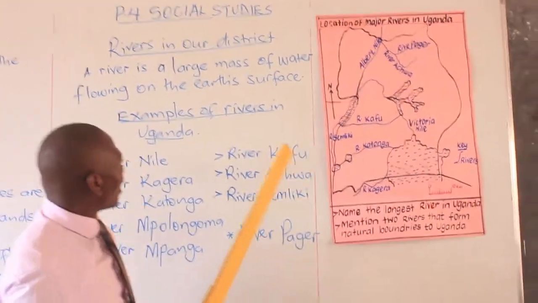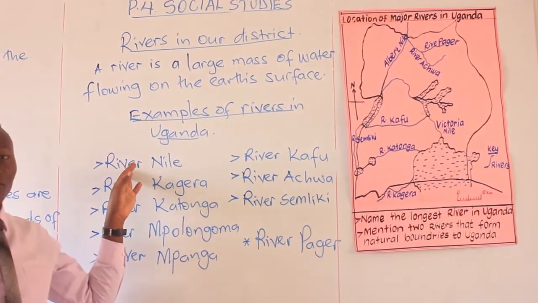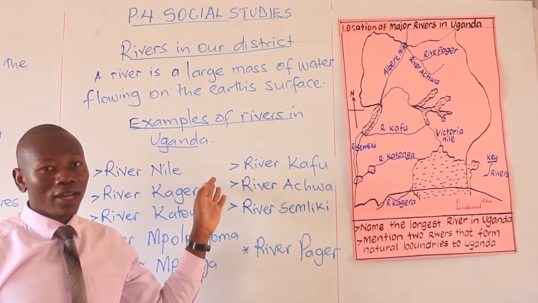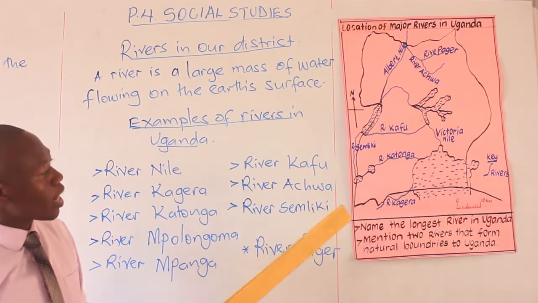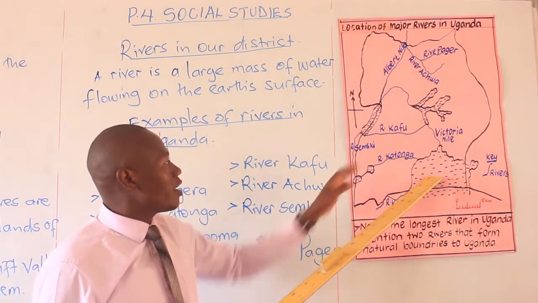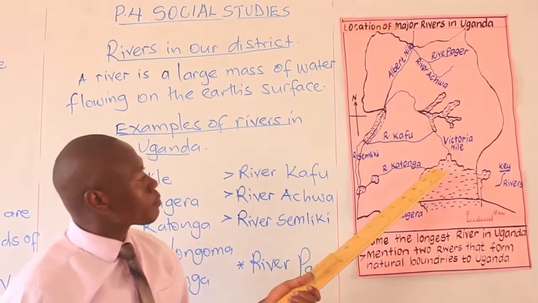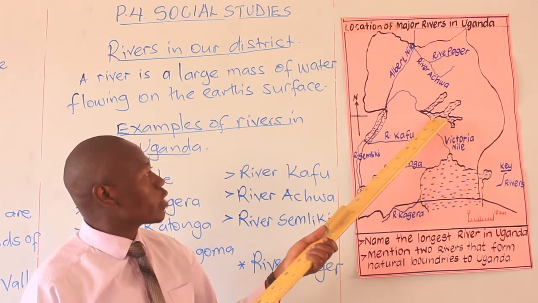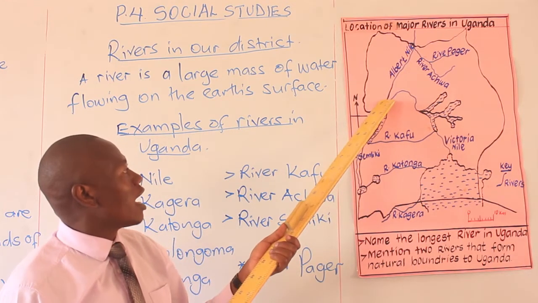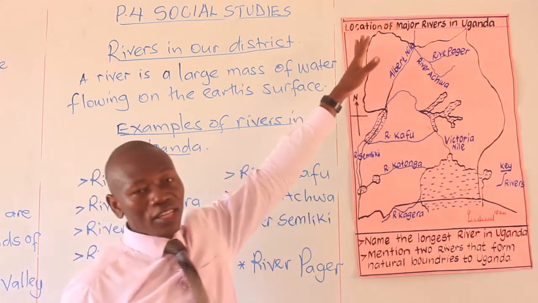Let's talk about River Nile. What's special about River Nile? River Nile is the longest river in Uganda and in the world at large. So where is it located? It starts from this lake called Lake Victoria. It starts flowing from Lake Victoria and goes into another lake called Lake Kyoga. Then it continues into Lake Albert and continues on its way to South Sudan.